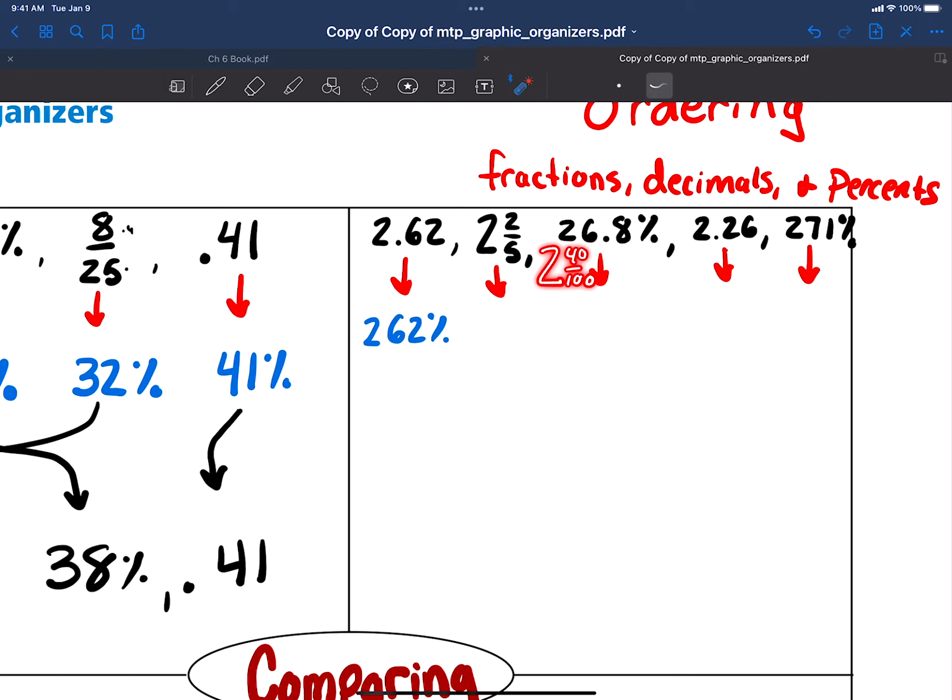Now what we learned is that whole number right here is actually in the hundreds column, right? So like that would be like this 2 right here. So I'm going to write this as the 2 for the 200. And then I had 40 over 100, so that would just be 240%.